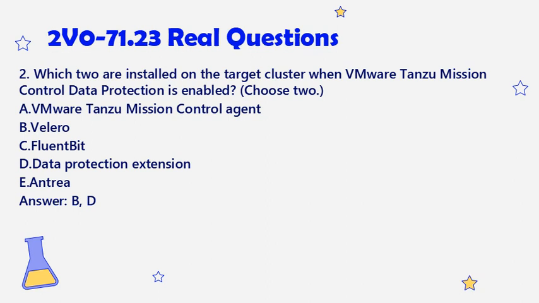2. Which two are installed on the target cluster when VMware Tanzu Mission Control Data Protection is enabled? Choose 2. A. VMware Tanzu Mission Control Agent, B. Velero, C. FluentBit, D. Data Protection Extension, E. Antrea. Answer: B, D.